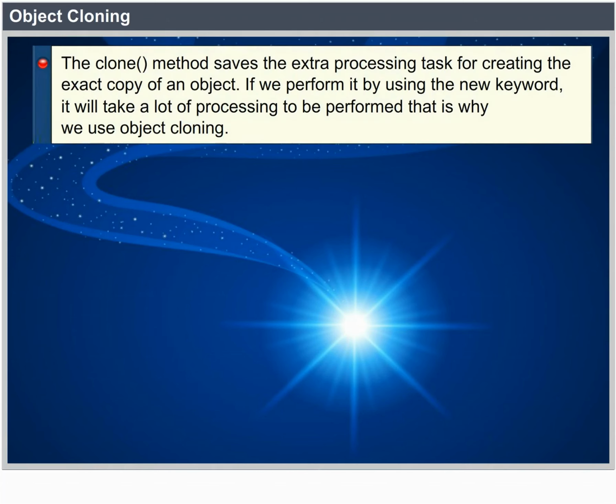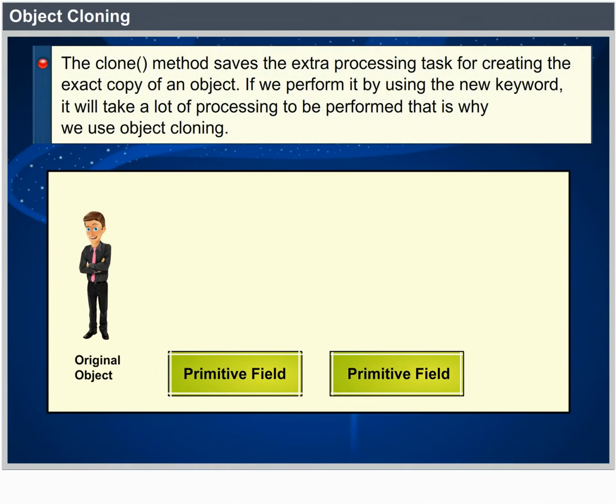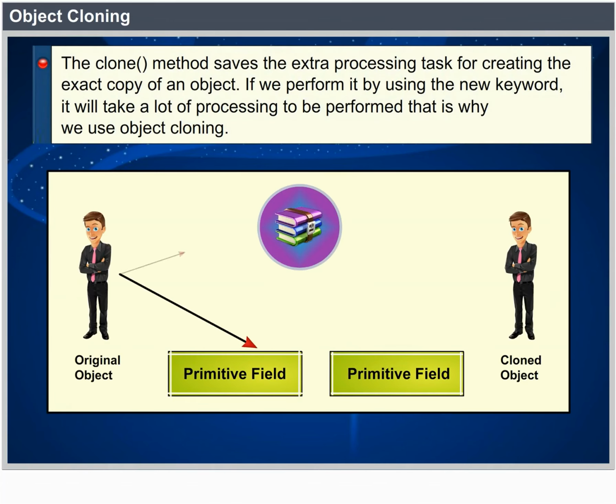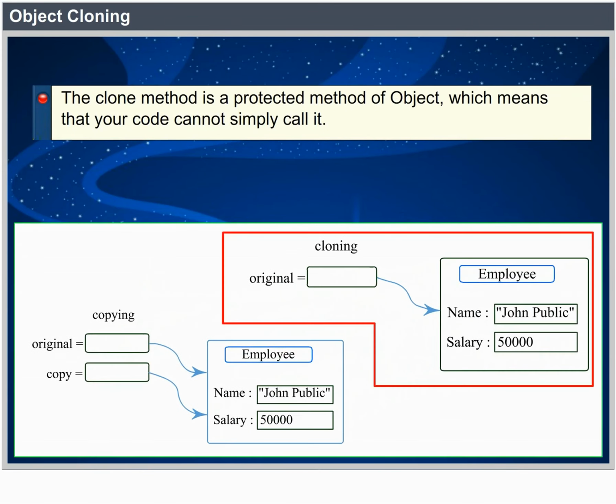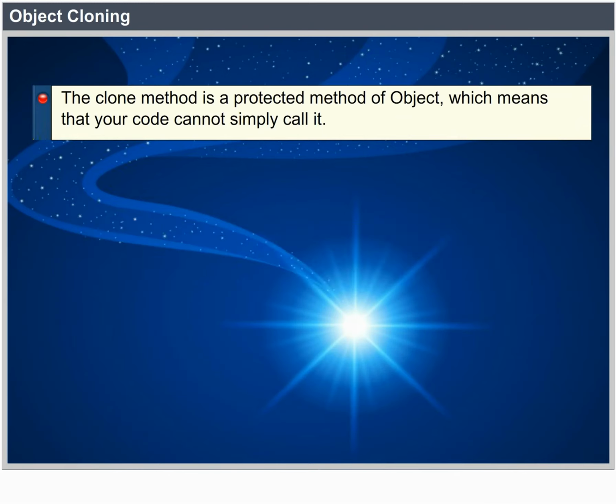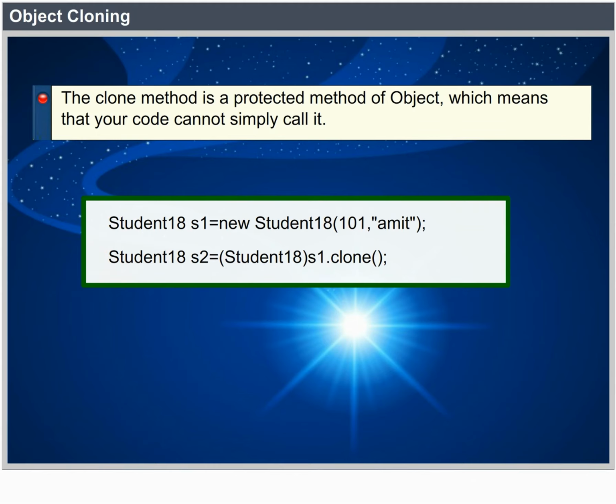Object cloning. The clone method saves the extra processing task for creating the exact copy of an object. If we perform it by using the new keyword, it will take a lot of processing to be performed. That is why we use object cloning. The clone method is a protected method of Object, which means that your code cannot simply call it. Student s1 equal to new Student(101, Amit), Student s2 equal to s1.clone().